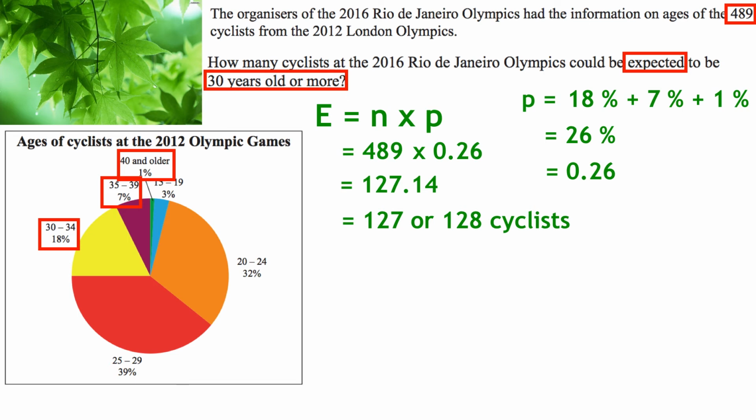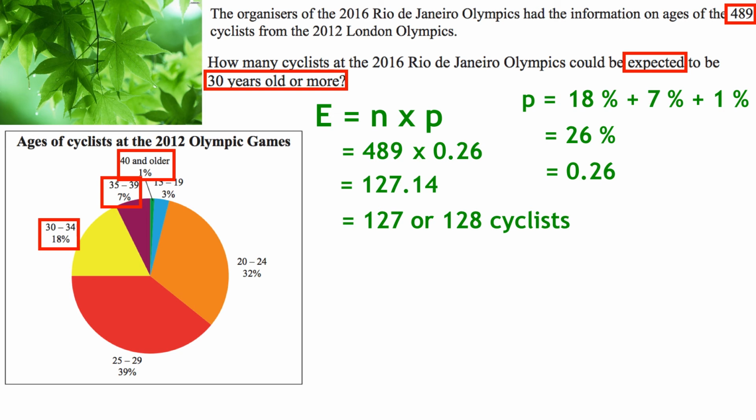Okay, so now there's one more piece that we've got to think about. We have been asked how many cyclists do we expect in the 2016 Olympics. But the 489 cyclists that we've been told, that's how many cyclists there were in 2012. So what we're doing is we're using data from 2012 to estimate information for 2016.